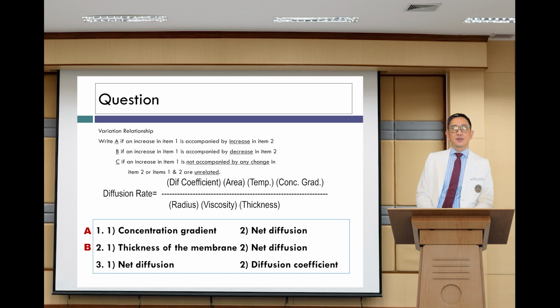I hope you all answered letter C, because it should be the other way around. Diffusion coefficient should cause an increase in the net diffusion, not net diffusion causing an increase or decrease in the diffusion coefficient, because the net diffusion is the one that is affected by your diffusion coefficient. Okay? Meaning they are unrelated. Look at the letter C, the explanation for your variation relationship.